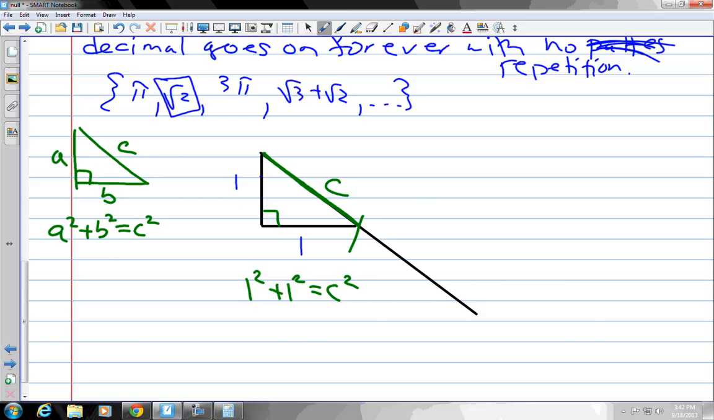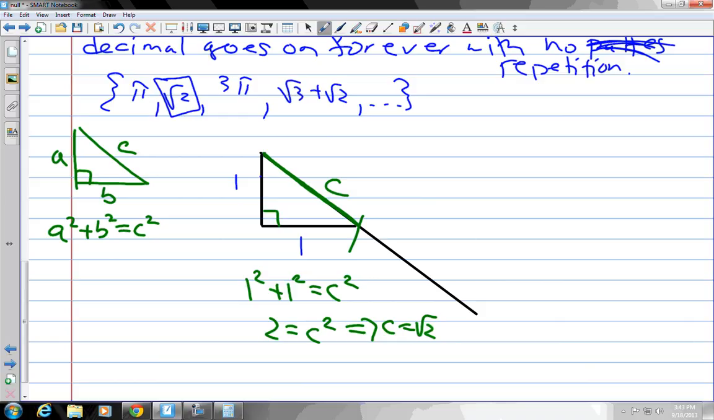And what is 1 squared? And what is 1 plus 1? 2. So I get 2 equals C squared. So what is C? Yeah, C equals square root of 2. You see, I have a square of a number equals 2. Then that number has to be square root of 2 by definition. So that means I just built something that's precisely square root of 2 feet long. Right? Therefore, it's real.